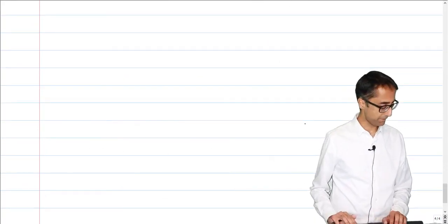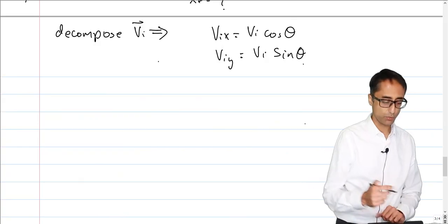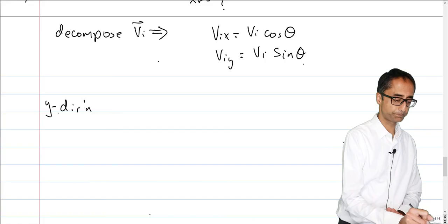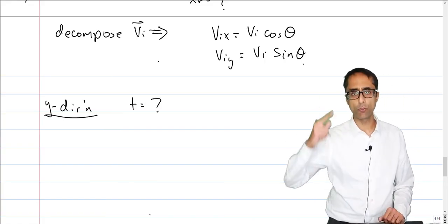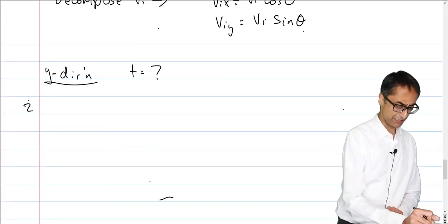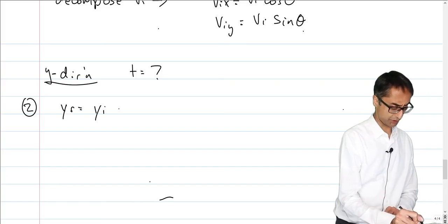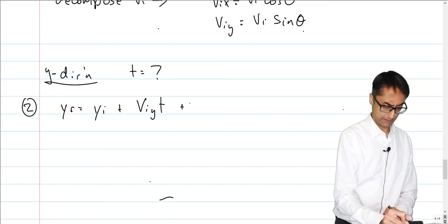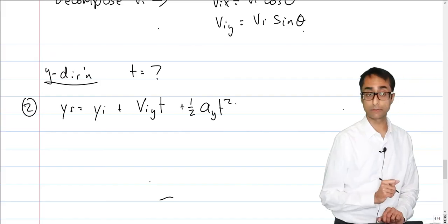Since we don't have v final, we're not asked to find v final, let's see if equation 2 is going to help us. So our motivation, we're in the y direction, and we're trying to find out time, because we know that's going to help us get to our final answer. So the equation that we choose is 2, where we say y final equals y initial plus v initial y t plus 1/2 a_y t squared.